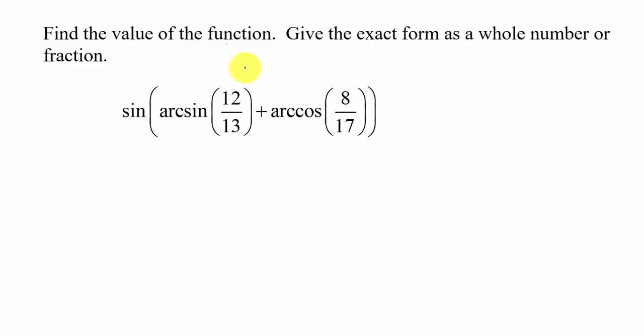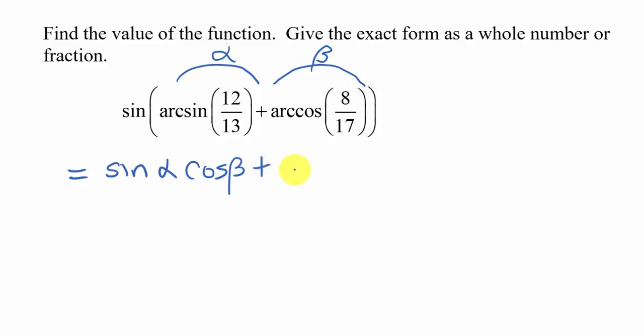The thing to remember is when you see the arc sine of something, that just equals an angle whose sine is 12/13, and this arc cosine just represents an angle. We'll call that one beta, whose cosine is 8/17. So I'm going to need a sum formula for sine, and I'm going to do that first. I'm going to take the sine of the first angle, cosine of the second angle, plus cosine of the first angle, sine of the second angle.